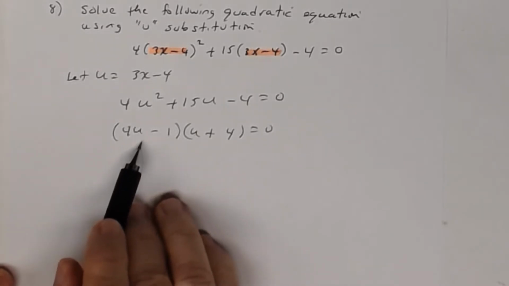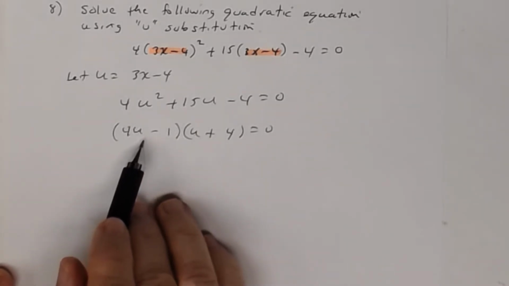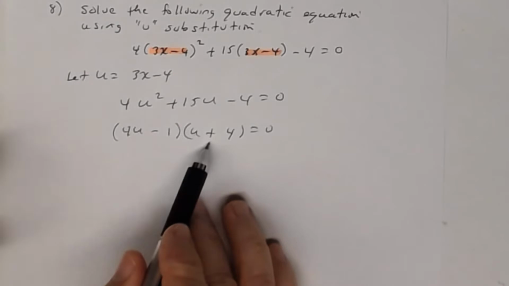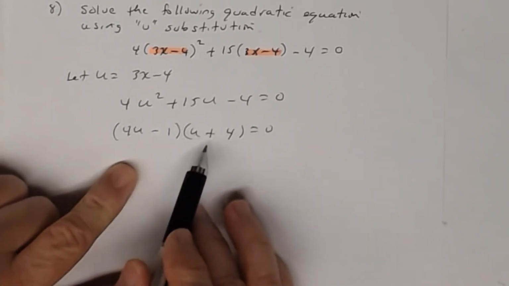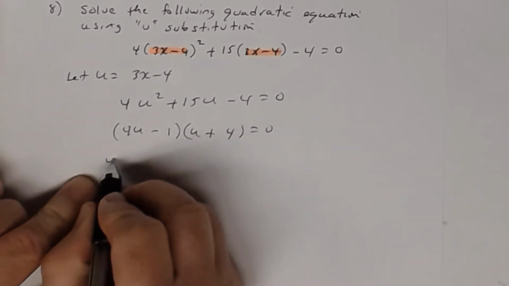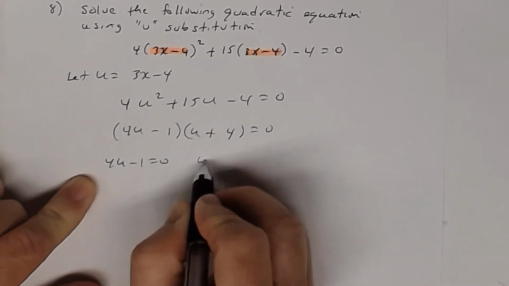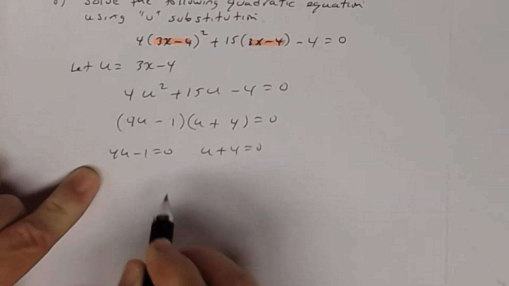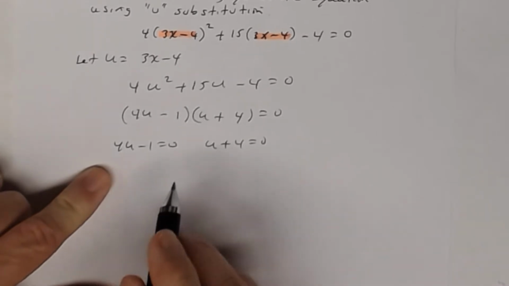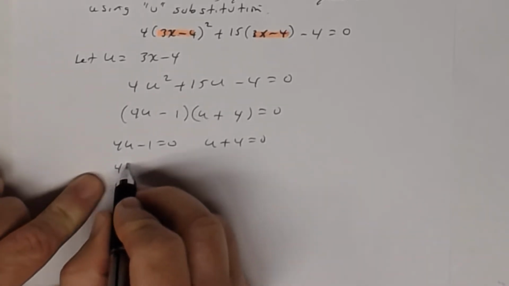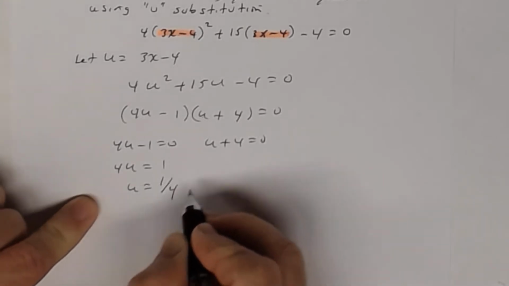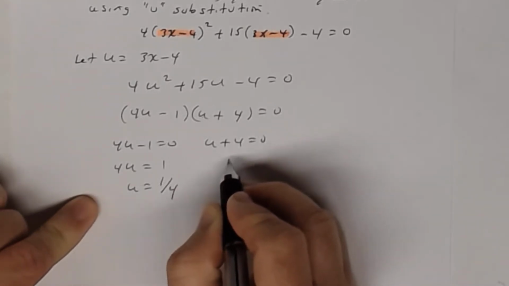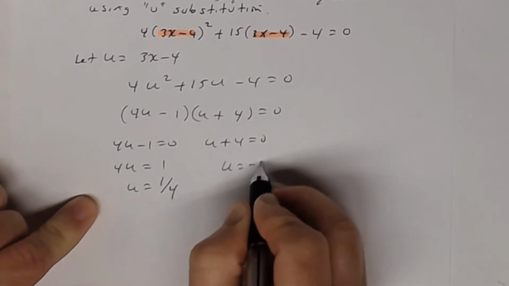All right, and now we're going to use the zero factor property. Remember, the zero factor property says if I have at least two factors whose product is 0, then one of them has to be 0, right? So I have 4u minus 1 equals 0, u plus 4 equals 0. And then you solve these two linear equations for the variable u. So I get 4u equals 1, and so u is 1/4. Over here, if I subtract 4 from both sides, I get u equals negative 4.